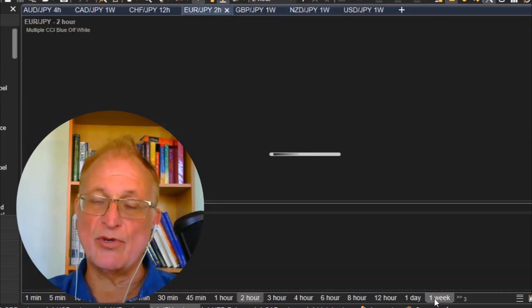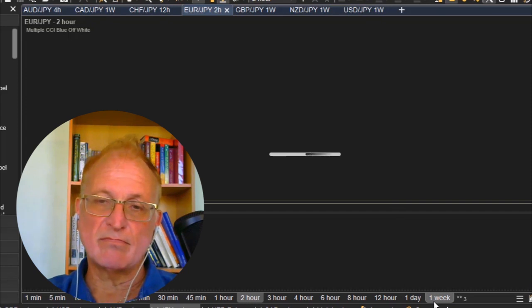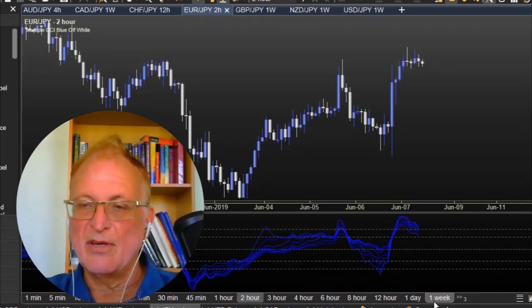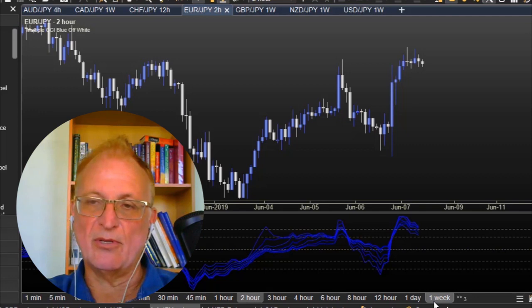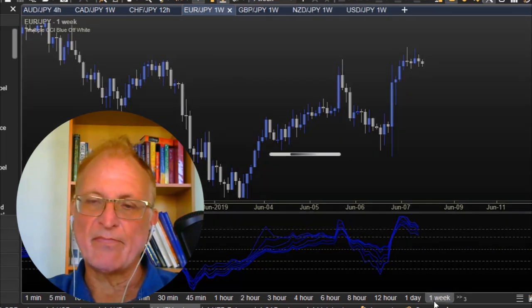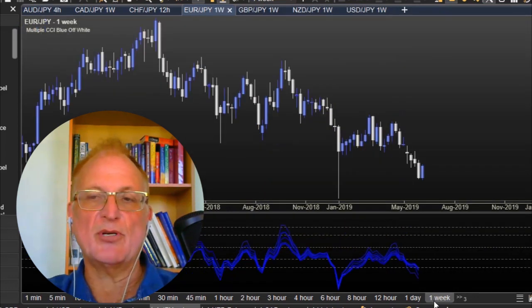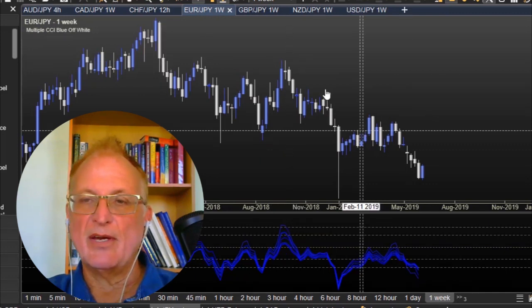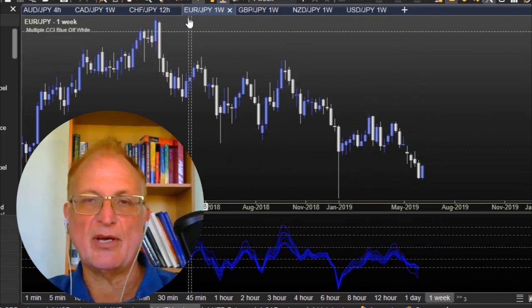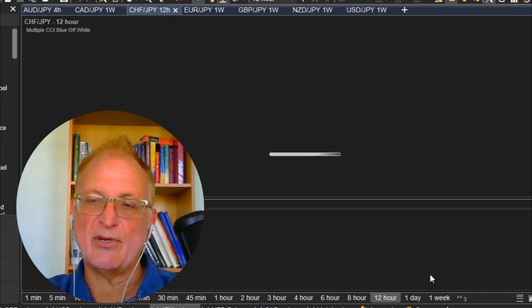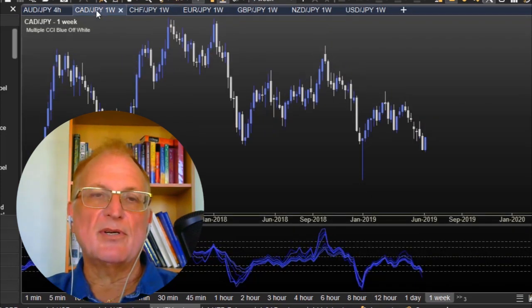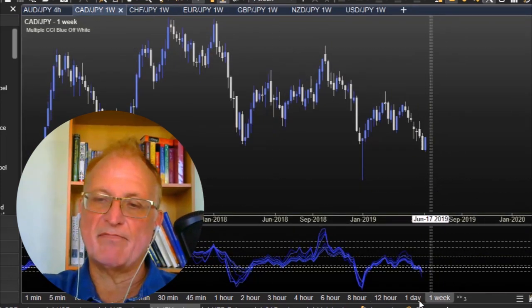Now I'm going to go to the euro yen. This will only take a minute if your data is loading quickly, but in just a minute you can look at every one of these and see the shape that we have there. Okay, I've got an idea what we have on each of these. The Swiss yen, back to the Canadian yen.